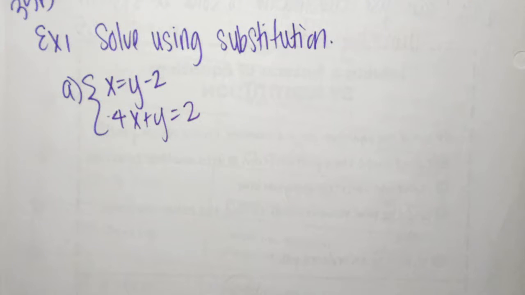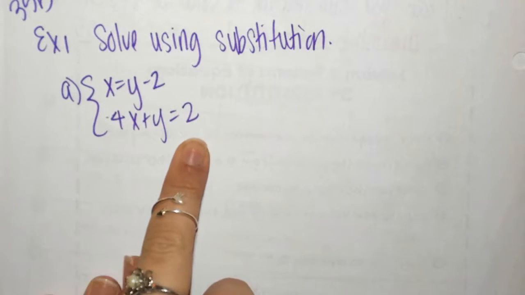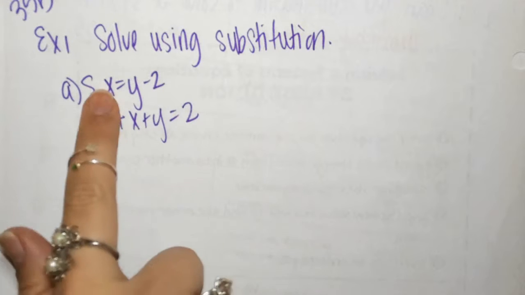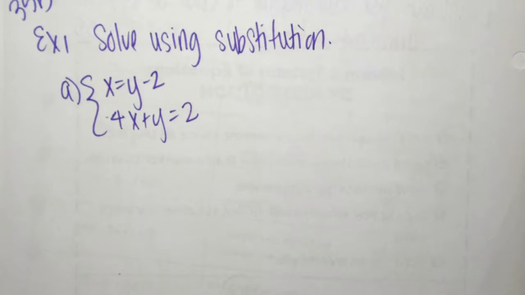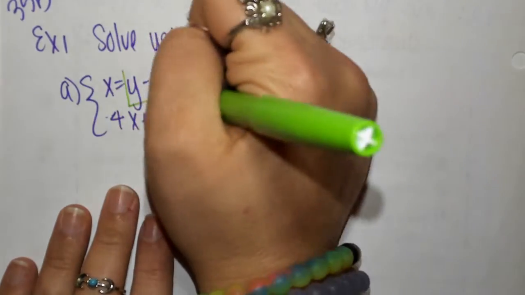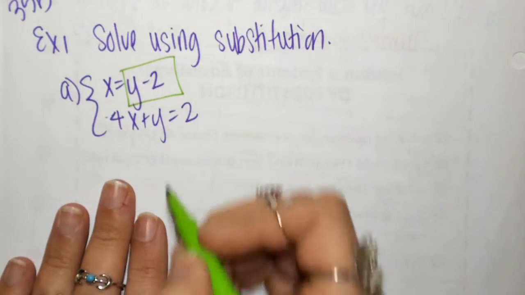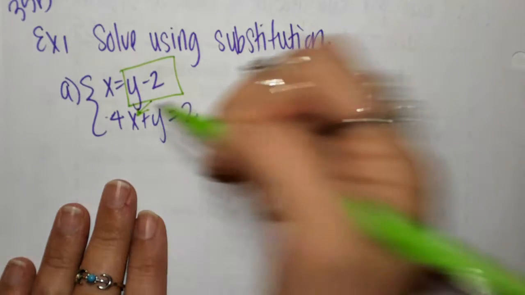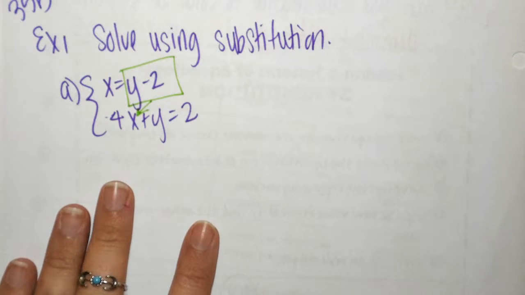Now, what is step 1? No, what does step 1 say? Solve it for one variable. So we need to look and see if there's a variable by itself. Is there a variable by itself? Which one? X. X is by itself. So what does x equal? Y minus 2. Alright, so we know that x equals y minus 2, and we're going to plug it in for x. Is everybody ready for the magic?